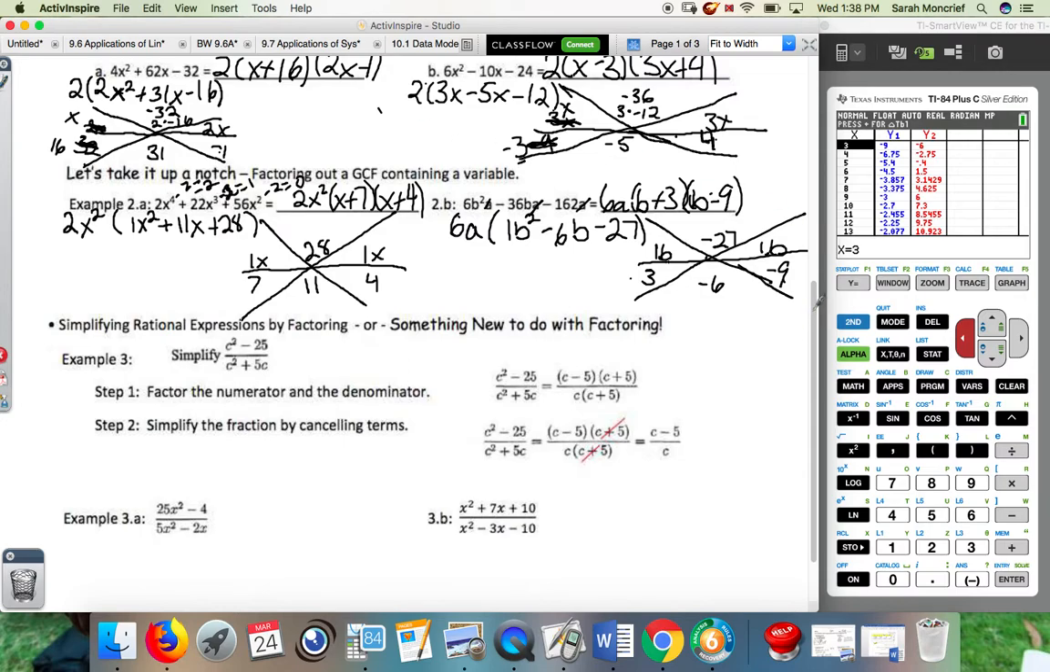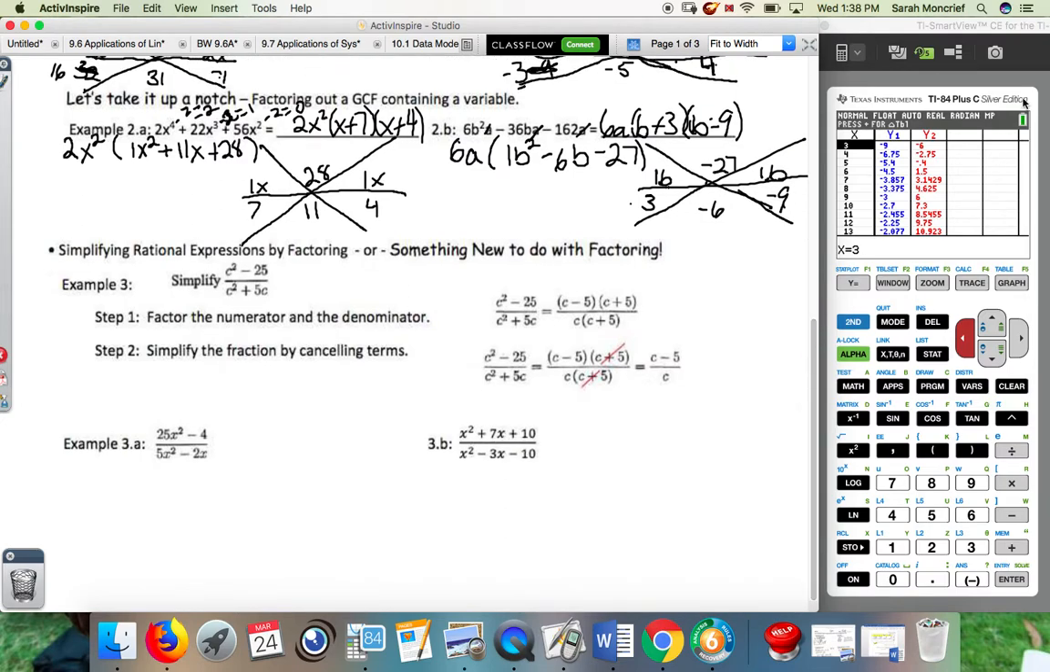All right, now that we've gone through a couple of newish things, really just adding on to stuff we've already learned, let's look at something that's almost completely new. We are simplifying rational expressions by factoring. So we're simplifying rational expressions now. We are looking at c squared minus 25 over c squared plus 5c. When simplifying rational expressions, the first thing we want to do is factor the numerator and the denominator. So we want to factor both the top and the bottom of the fraction, and then we'll move on.